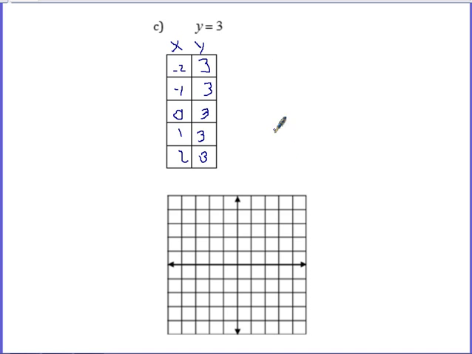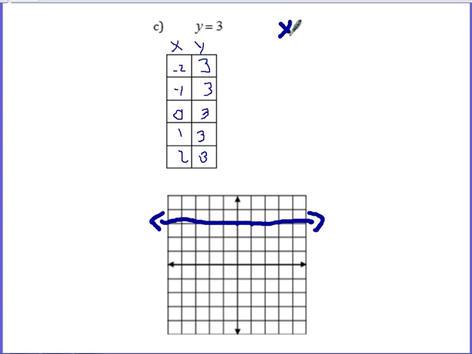All right, so when I go to graph it, let's see what that looks like. So I have negative 2, 3, negative 1, 3, 0, 3, 1, 3, and 2, 3. So it's always going to be equal to 3, and that's going to give me a straight across horizontal line. And it's really hard to draw straight lines with a mouse, by the way. So this is a special case. All right, y equals 3 is a straight across horizontal line.